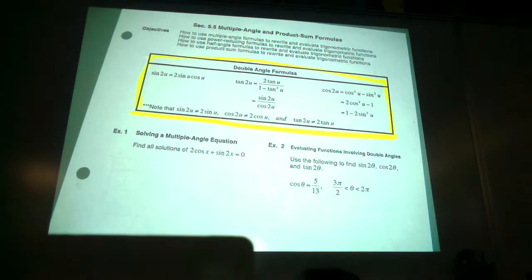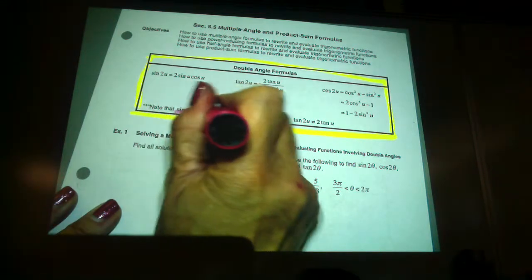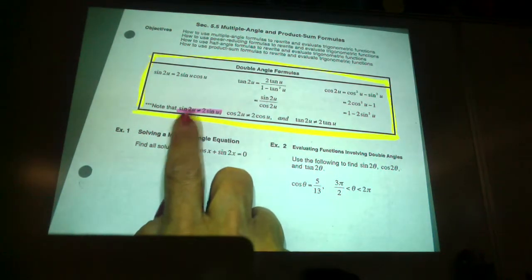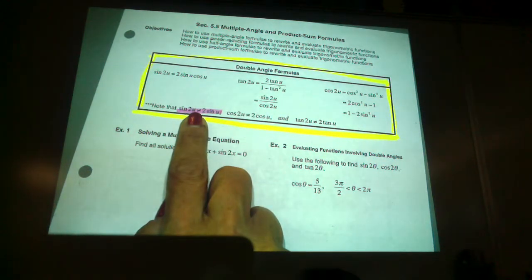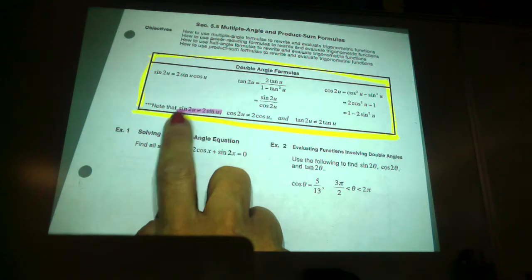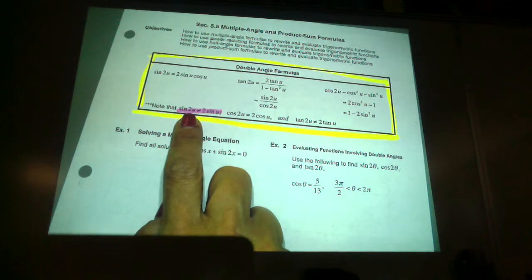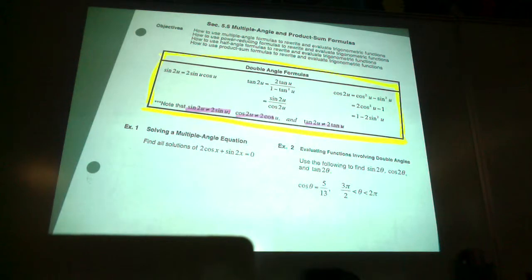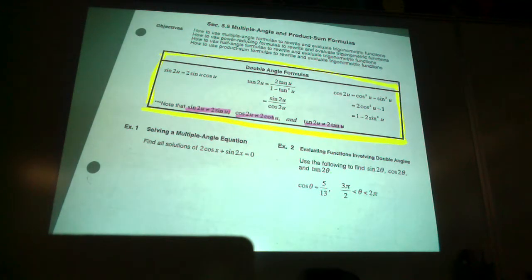The other thing I want to emphasize is that the sine of 2u does not equal 2 times the sine of u. You cannot take that 2 out in front of the angle measure and put it out in front of the trig function. That's not what that means. What that means is we are finding twice whatever that angle is. So if that angle is 30 degrees, we're really finding the sine of 60 degrees. But there's a little bit more to it than that. Same thing with cosine of 2u and tan of 2u. So you cannot pull that 2 out in front.